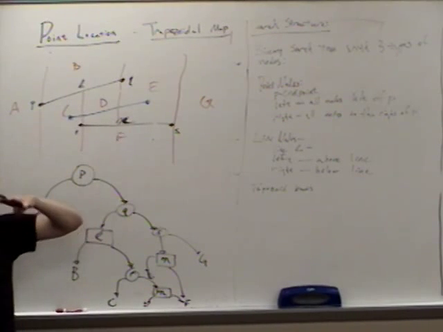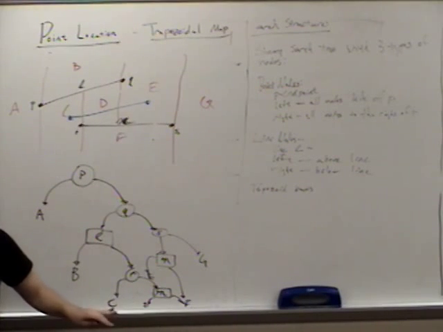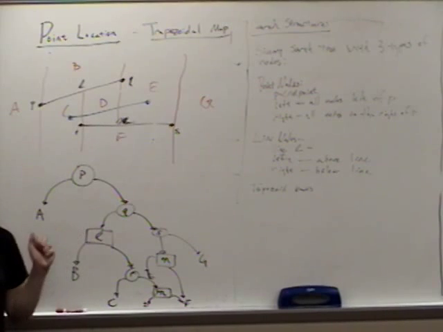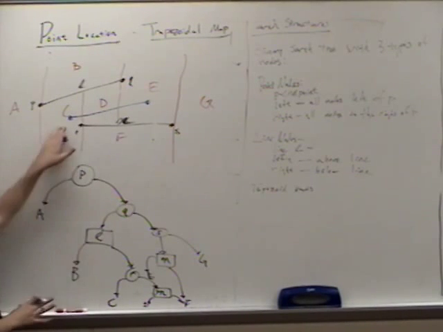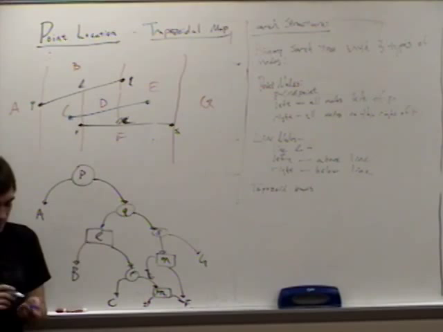Then what you do is you prune those trapezoids out of the tree, and then you replace them with new nodes that happen to model these new trapezoids that were created by the line segment.